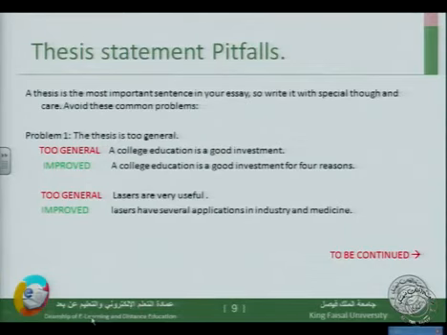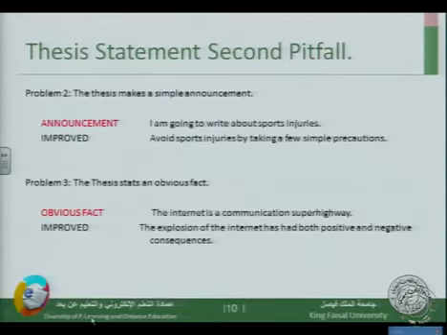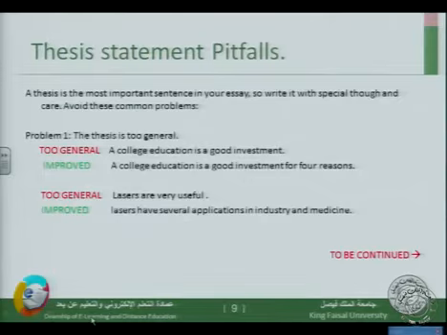Here we have another example. Lasers are very useful. Well, sometimes they are not. Right? So you are too general. You need to improve your thesis statement in this case. You can say lasers have several applications in industry and medicine. So now you're narrowing your thesis statement. You're talking about the uses of lasers in industry and medicine. So that was the first pitfall.